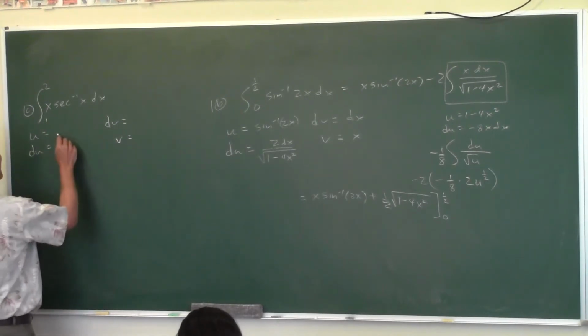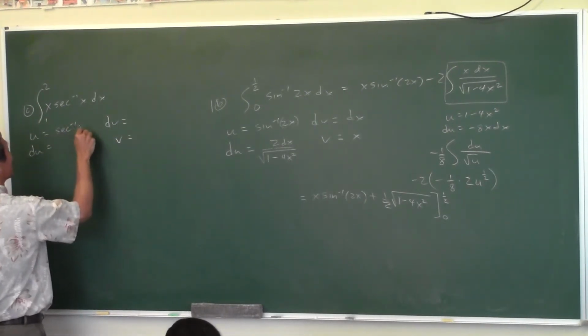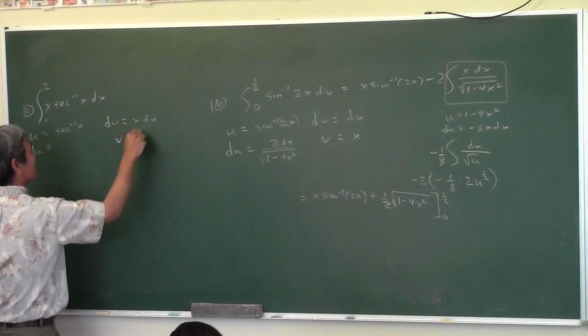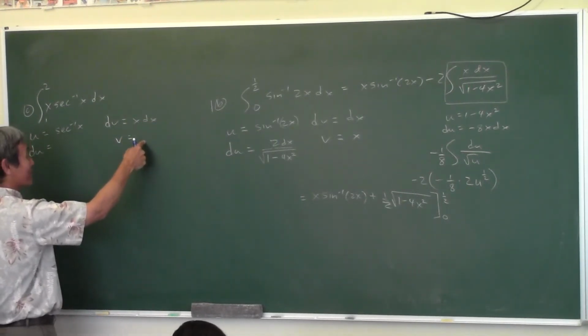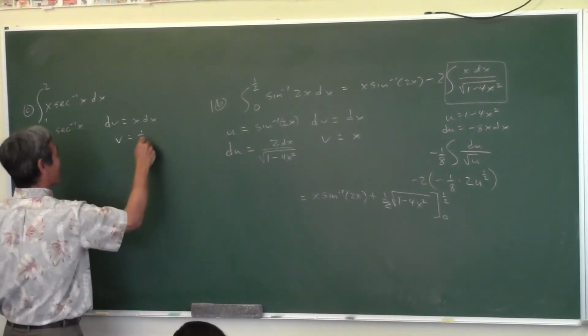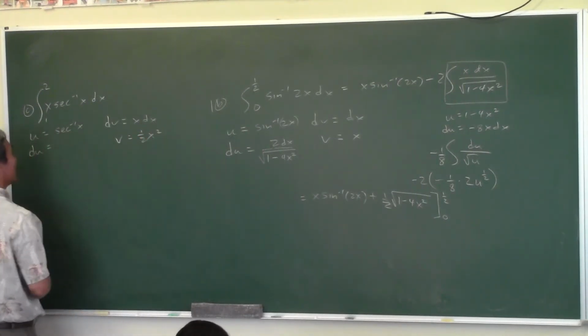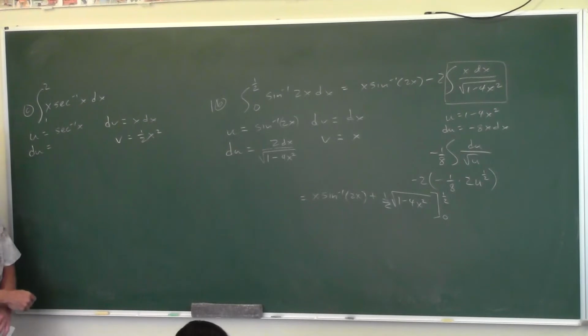Okay, so this one, obviously you have to put the secant inverse there, and you gotta put the x dx there, right? Yep. Because you can't put the secant inverse here, you don't know the antiderivative. So this is 1/2 x squared. Okay, now do we even know the derivative of secant inverse? We better. Wait, let me call on somebody.